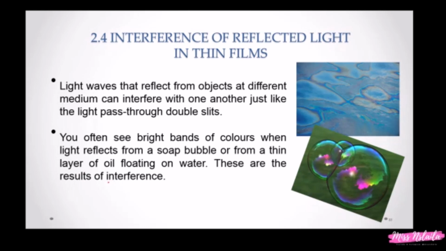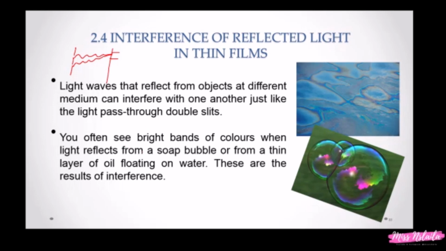Light waves can reflect from objects at different media and they will interfere with one another, just like light passing through double slits. Before this, we have learned about the Young double slit experiment. From the double slits, the light waves will interfere at a point to produce dark or bright fringes. For thin films, you will not use a screen to see the fringes, but you will use your eyes to see dark or bright colors.